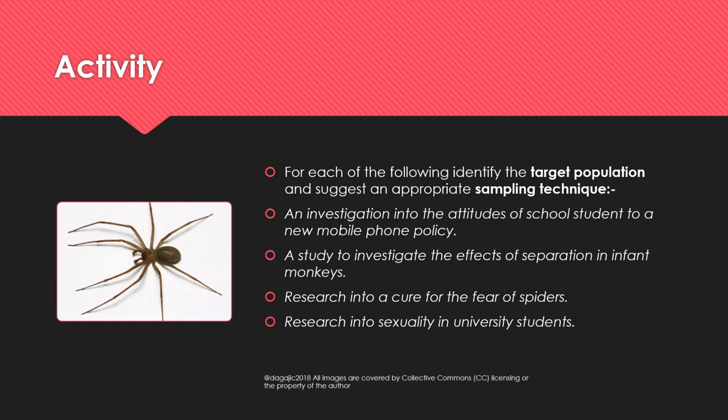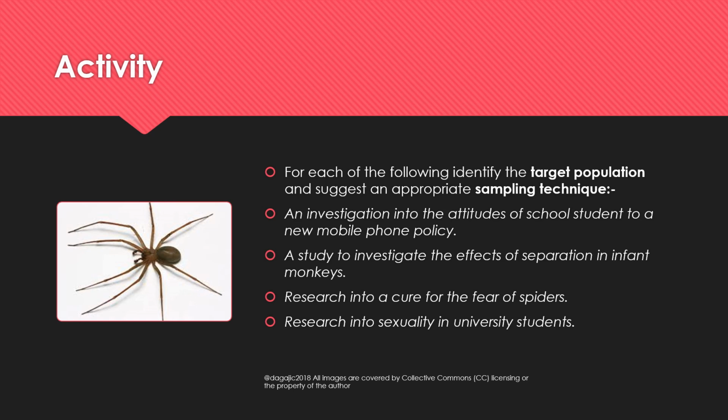The first one, an investigation into the attitudes of school students to a new mobile phone policy. Well, our target population is going to be the school that's introduced the new mobile phone policy. So probably the best sampling technique would be a stratified sample, so that we could have a proportional sample from all the different year groups in a school. The second one, you might have recognised this one as Harlow's monkeys, a study to investigate the effects of separation in infant monkeys. So our target population is infant monkeys, and this would be an opportunity sample because it would be the infant monkeys that we had available in the lab.